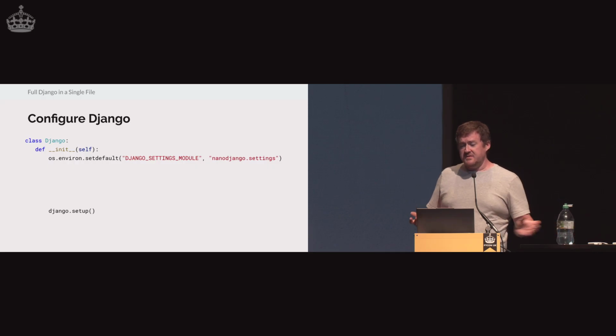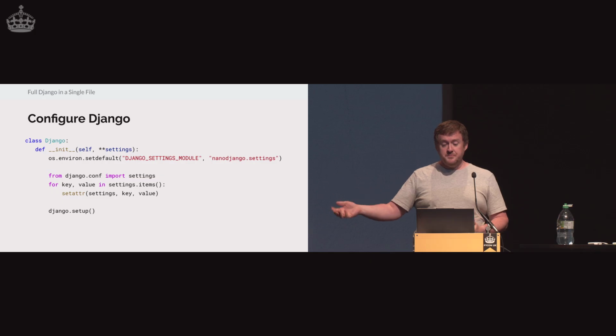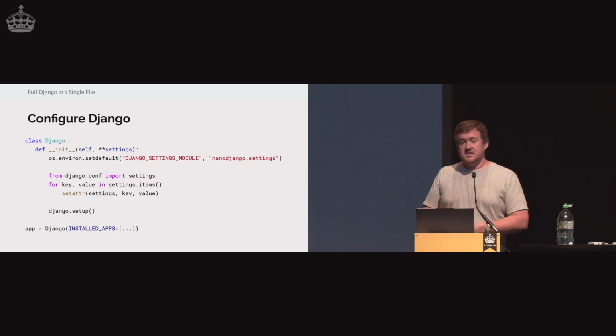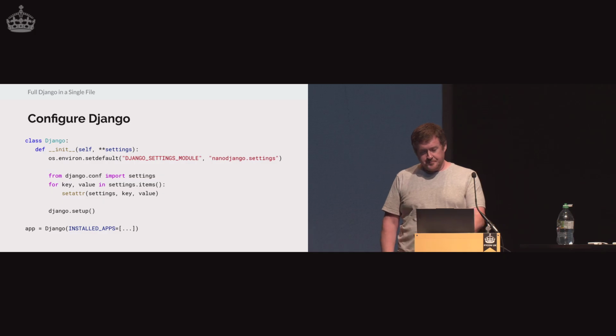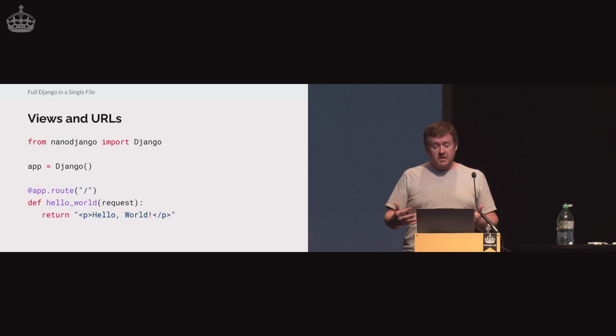Now, we're also going to need a convenient way for people to override our default settings. So let's take settings as keyword arguments to the __init__ method. We can then set them directly on the settings module before we call django.setup. And now we can pass in settings when we create the Django object. So that handles initializing Django, but how do the view and the URL work?